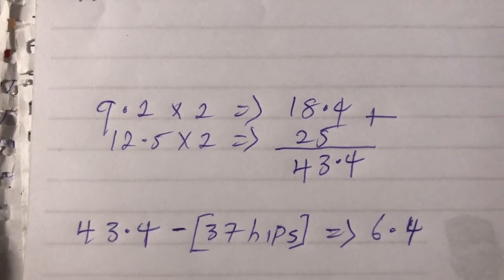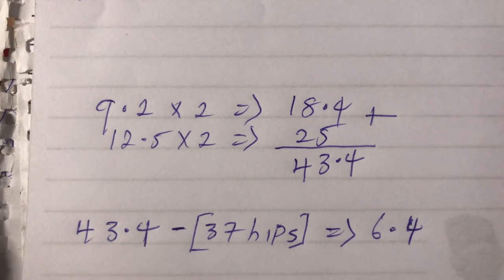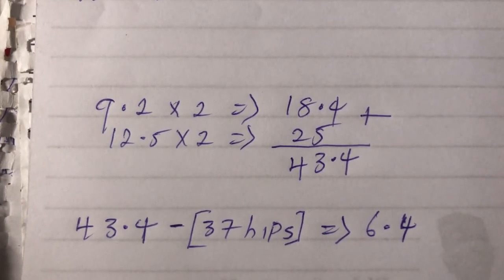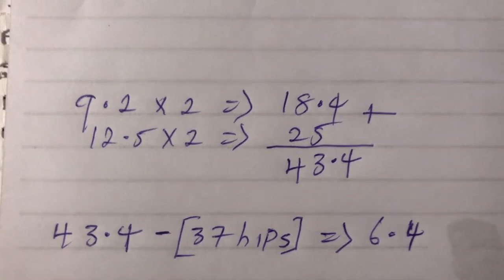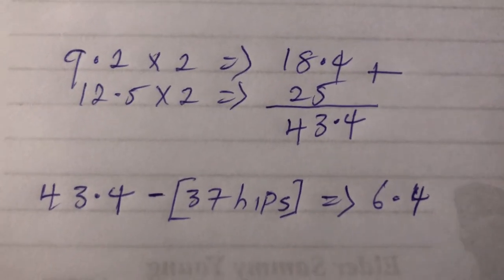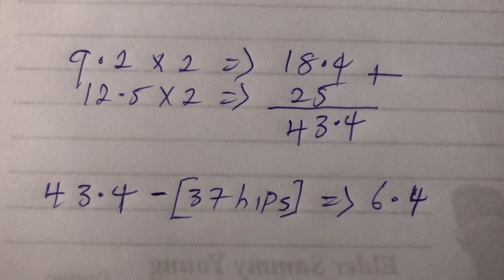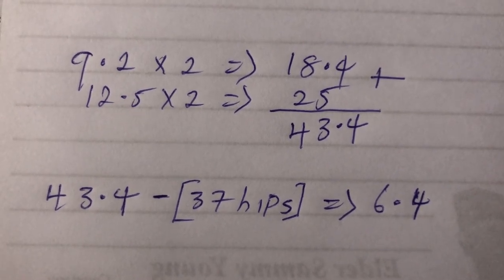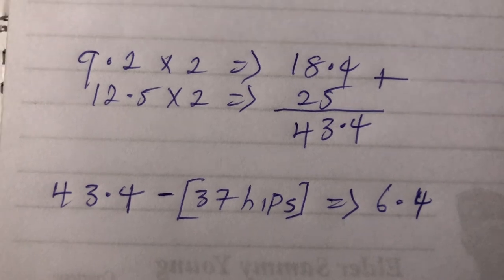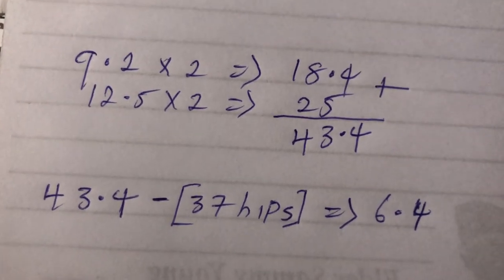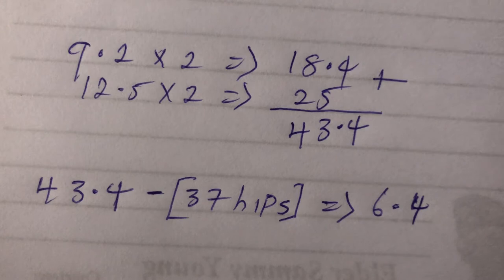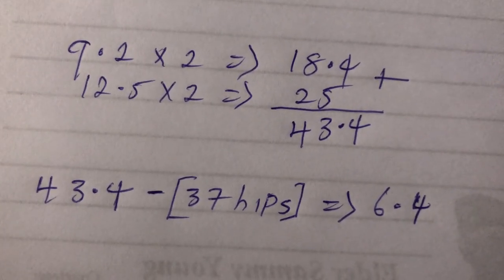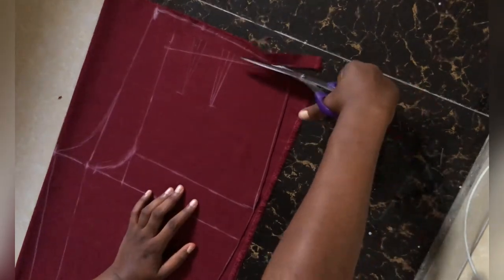So 37 inches minus 43.4, I have 6.4. So now I'm on the safe side. Whatever you calculate, if you have 6.2, 7.2, whatever you have above 6, you're on the safe side. But when you finish calculating and you have below 6, it means there's a problem. If you follow through what I'm doing correctly, you wouldn't have any mistake on your calculation or your measurement. So watch closely, please.